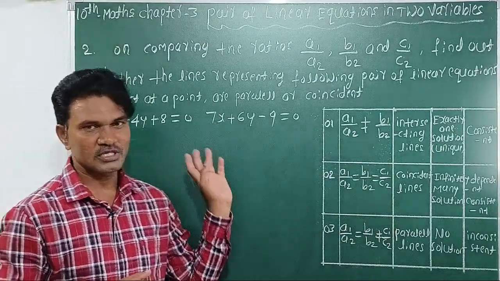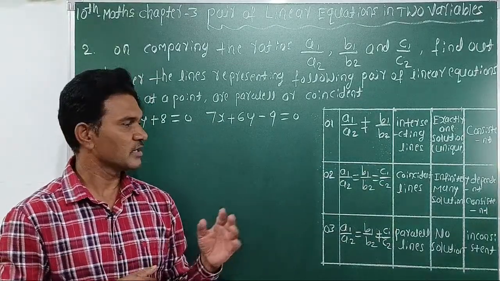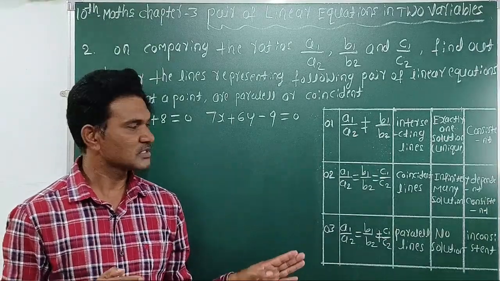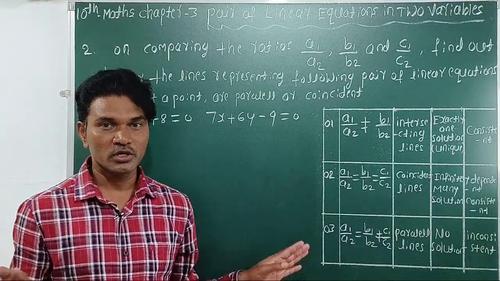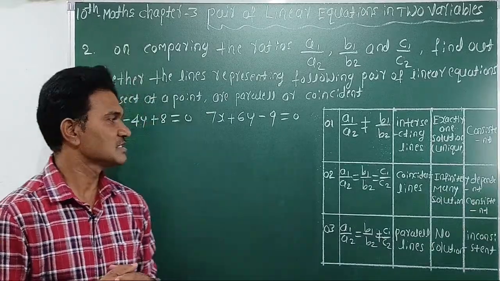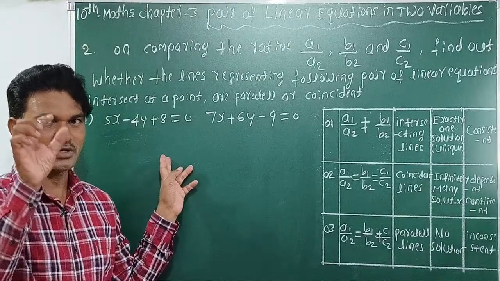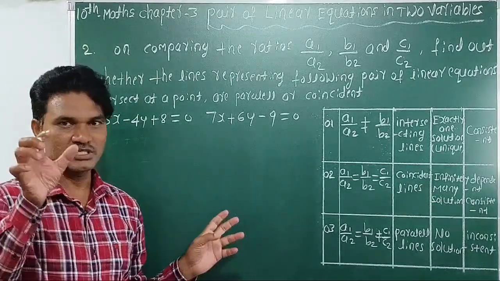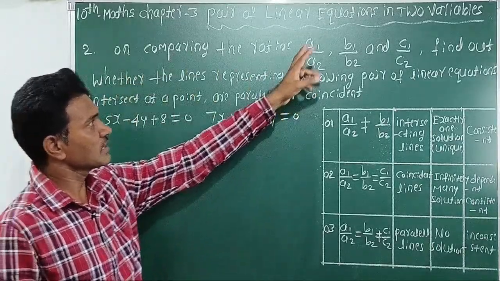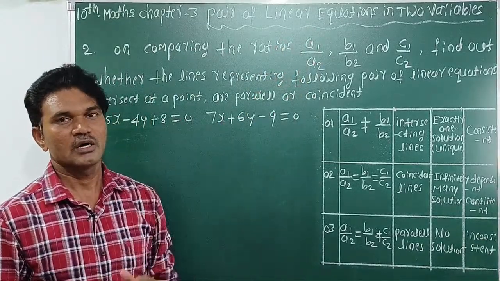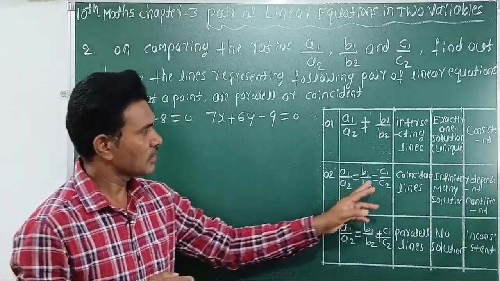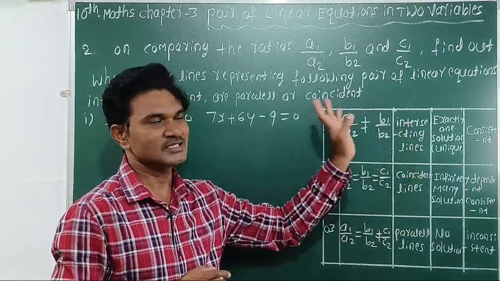After drawing a graph of these two equations, we get a graph that will be intersecting at a point, or parallel lines, or coincident lines. But without drawing a graph, we are able to judge that these two equations have this particular graph. So what they have asked here is, comparing the coefficients of variables, you have to tell the decision whether these equations have coincident lines, parallel lines, or an intersecting point.